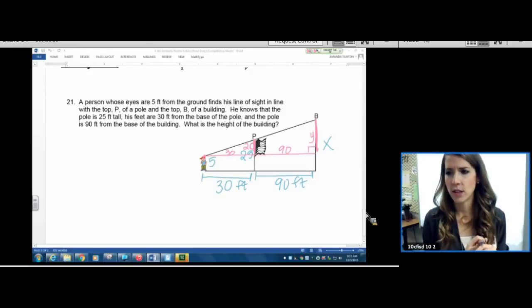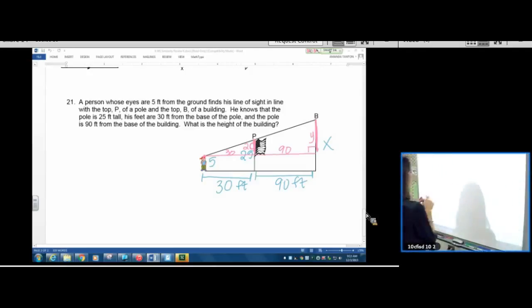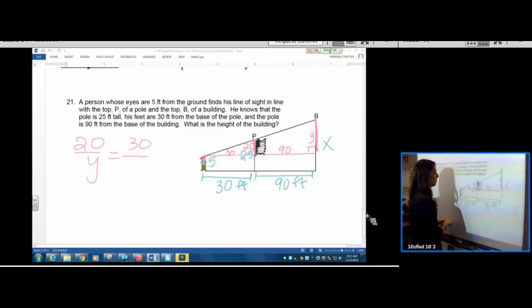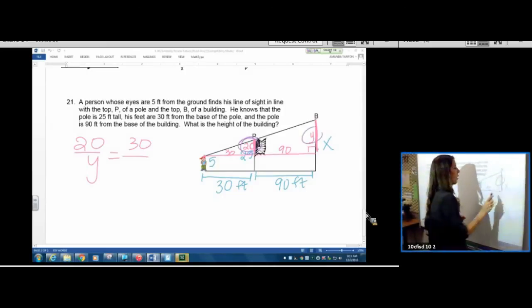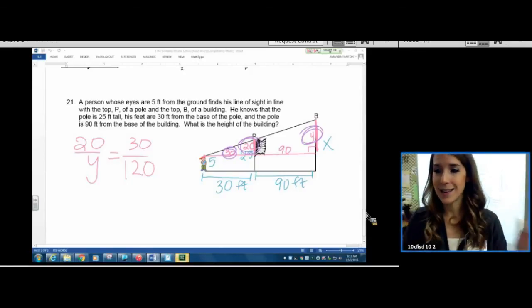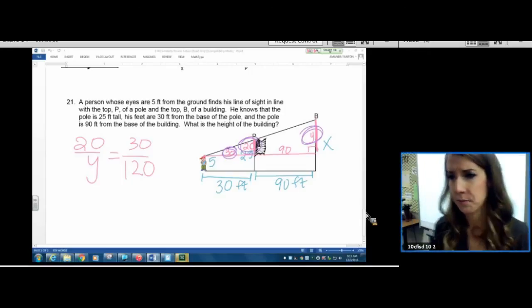Can you add 5 feet to 30 feet? I'm not sure. I wouldn't add the 5 and the 30. All right, anyways, so now we have our new triangle. So I can say 20 is to y as 30 is to, do you see what I'm doing here? 20 is to y as 30 is to, you better grab that whole side, 120. Don't say 90 because we need the whole side that goes along with side y. Are we okay with this?